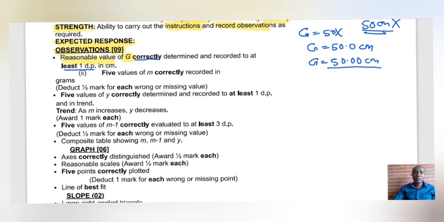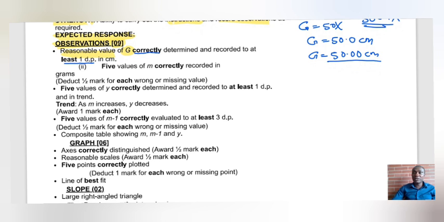Then next on the list is 5 values of M correctly recorded in grams. So you are giving masses to record, so you must record those values. What you are asked to record, you must record in a table. You must put them in a table.